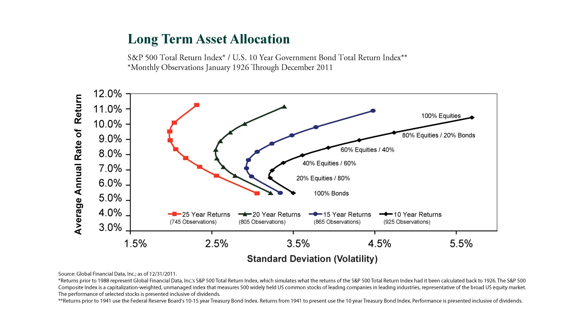Notice that volatility, measured on the x-axis, increases over shorter time periods. Also notice that the average annual rate of return, represented on the y-axis, is generally higher for equity-weighted portfolios compared to bond-weighted portfolios. However, the volatility, or standard deviation, decreases over longer time periods.